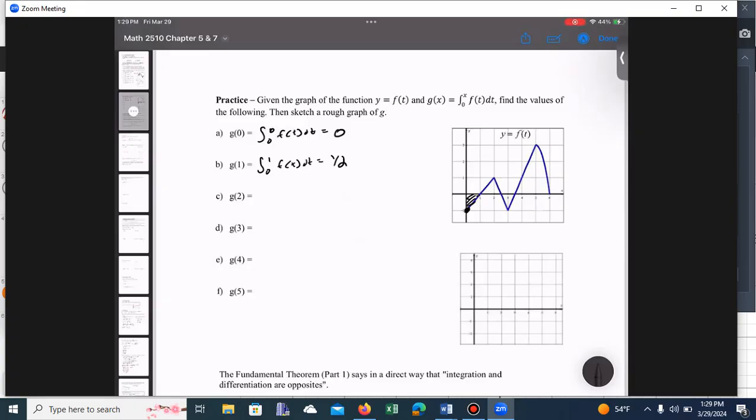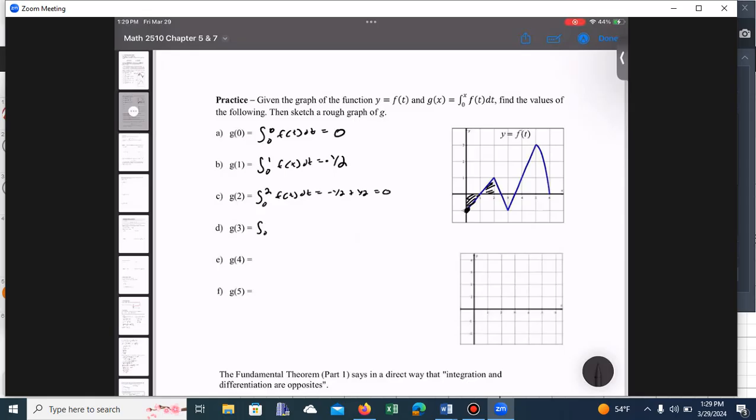Then g of 2, 0 to 2. And we're taking into account this triangle, which is also going to be 1/2. Actually, hold on, that one was negative. So negative 1/2 plus 1/2, you're back at 0.